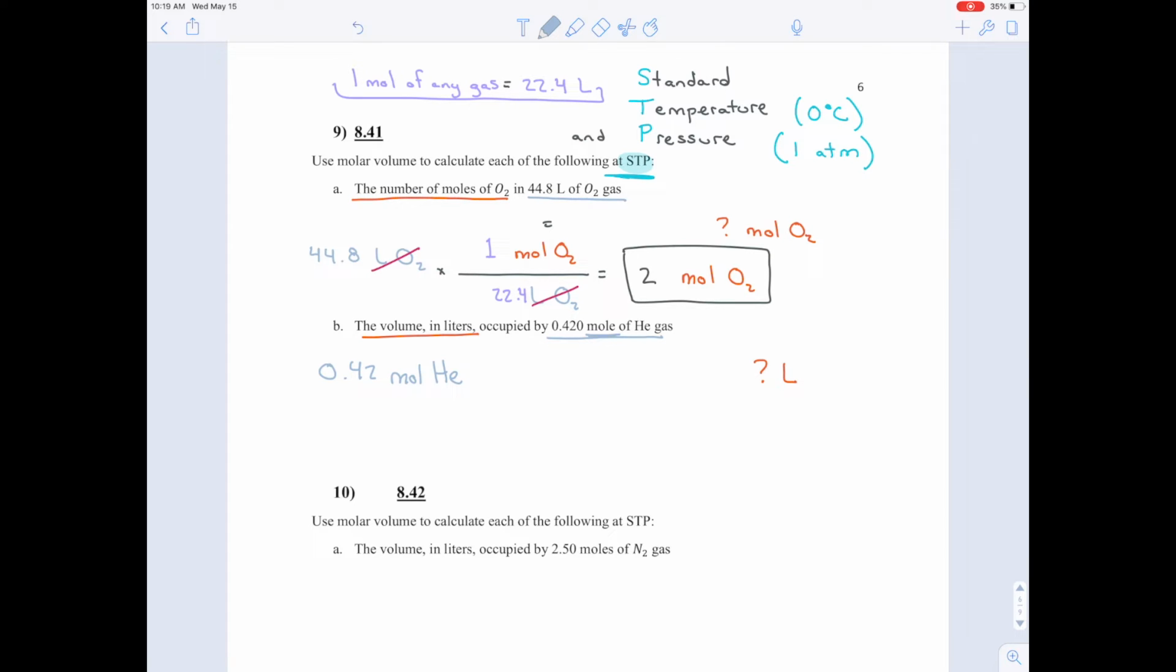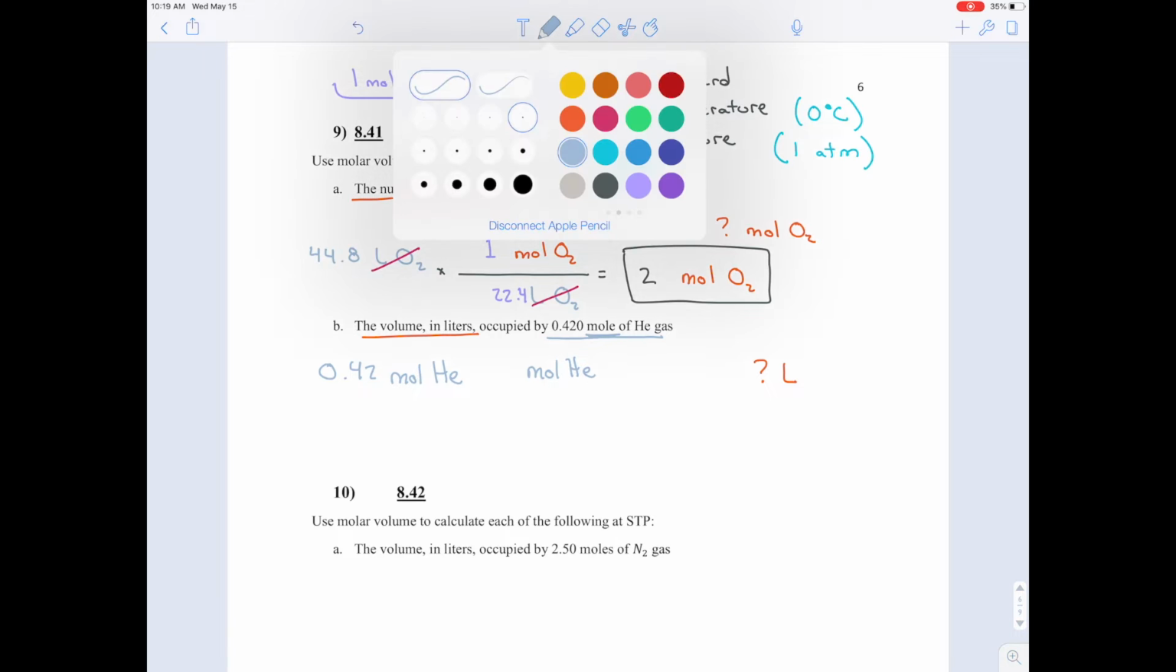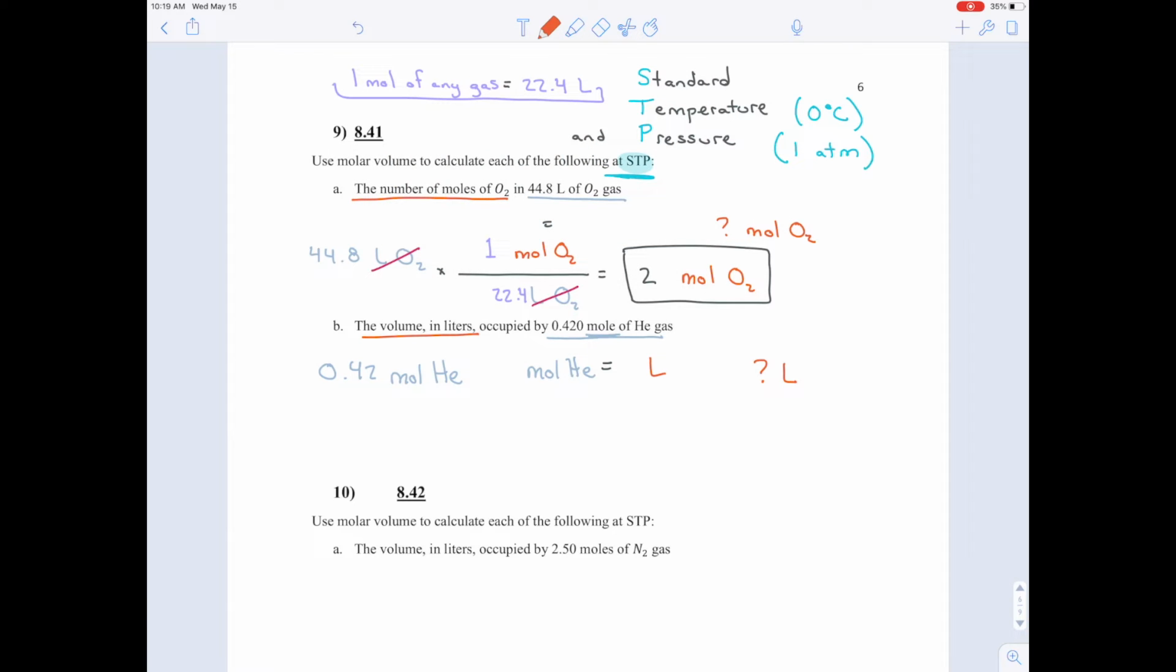Okay, so this is really a conversion. We need to get from moles of helium to liters. In order to do any conversion, you need a conversion factor that relates the two units. So how do moles of helium relate to liters? Well, because this is happening at standard temperature and pressure, we can use this purple conversion factor at the top. At standard temperature and pressure, 1 mole of any gas takes up 22.4 liters. So that's our conversion.